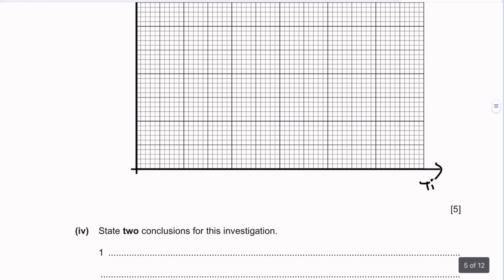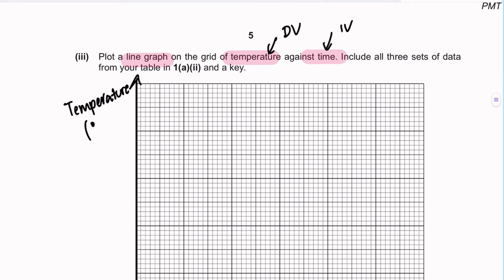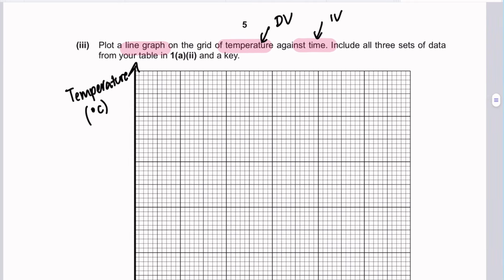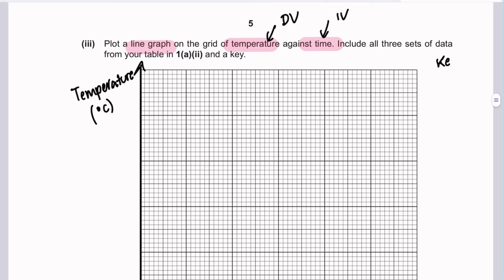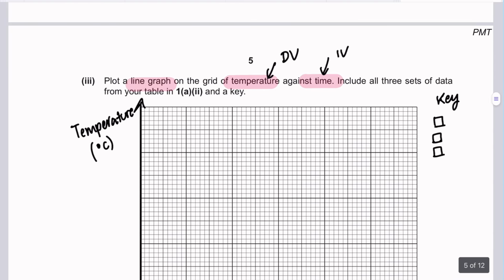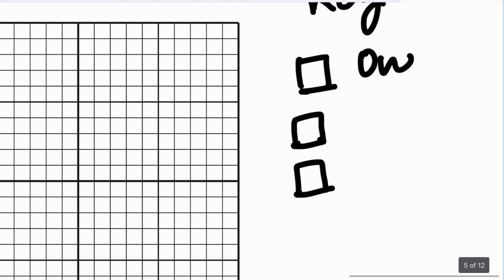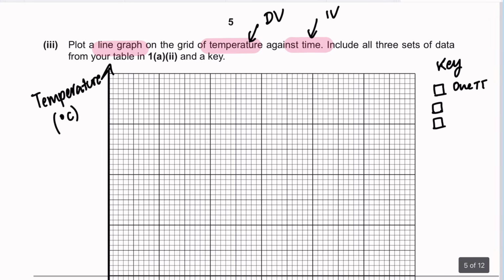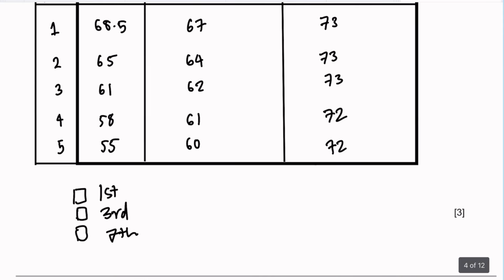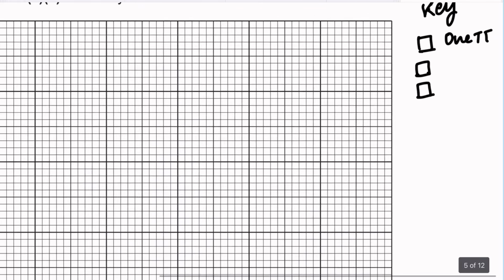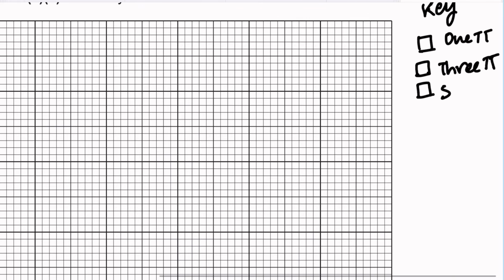And you put a key on the side like this, where you have, okay, one test tube. Don't write it as TT, but you get the point. Test tube, 1 test tube, 3 test tubes, and 7 test tubes.